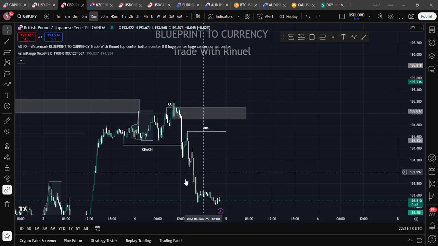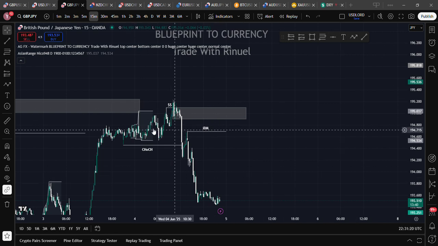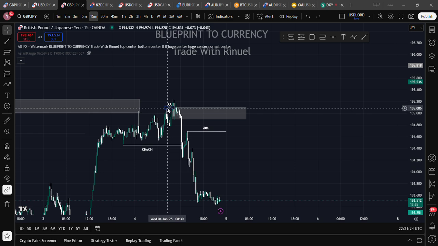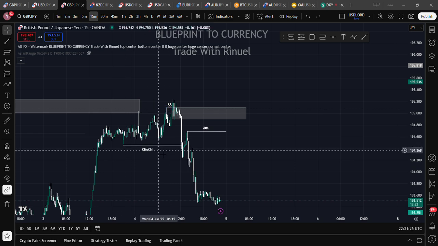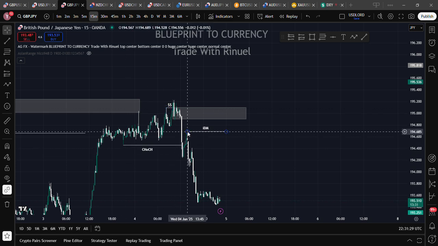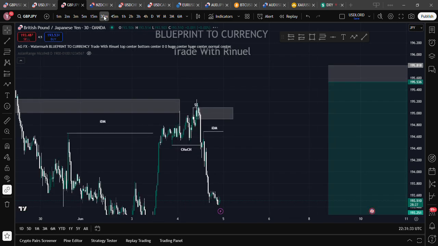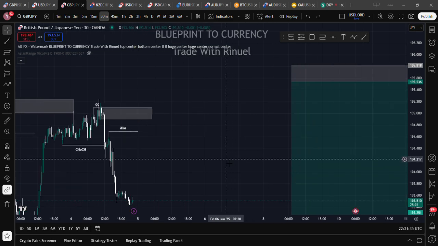So using the same pattern, we can see that price has taken out liquidity, caused a change of character, and pushed up a little bit for inducement. Same pattern, nothing is changing. Same pattern, rinse and repeat.